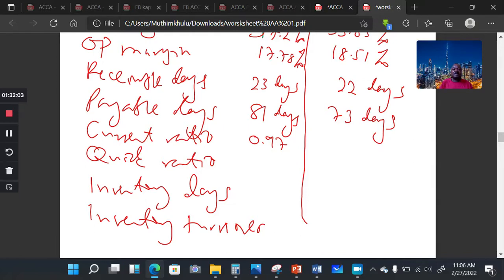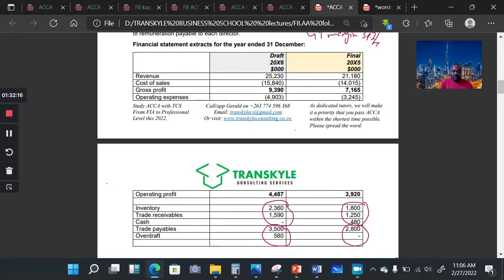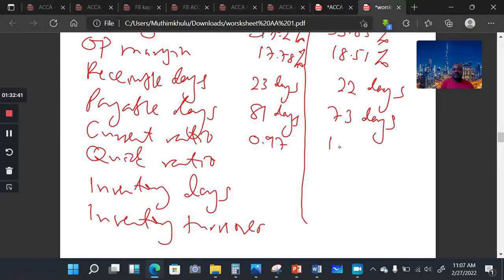And then for the year 2015, what was it like? We go back to the question. There we do the sum again: 1,800 plus 1,250 plus 480, you get 3530, divided by 2800. So that's 1.26 times. Then the quick ratio.